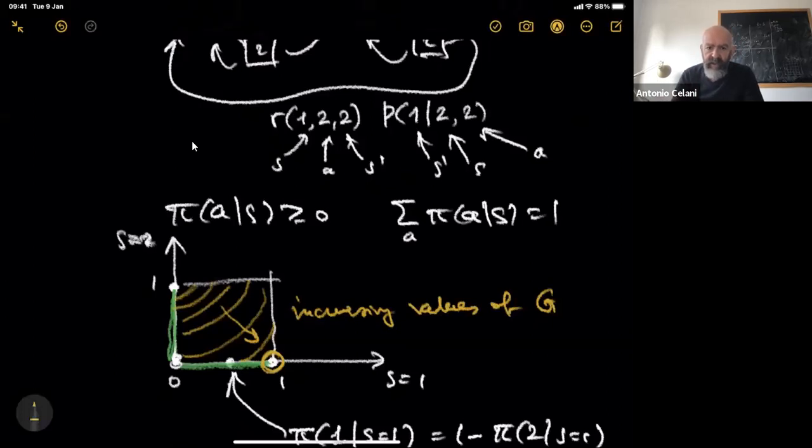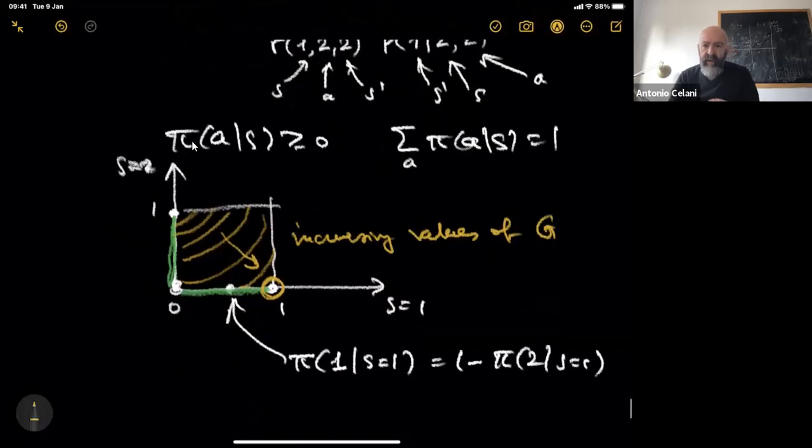So is your intuition clear so far? Any question about this? So why do we want to do that? Because we want to find algorithms that search for the optimal policy directly in policy space.